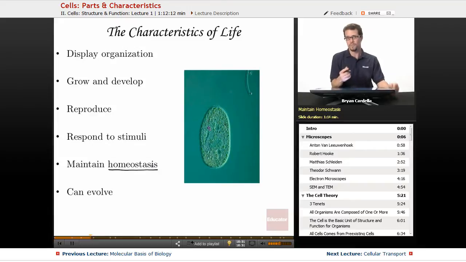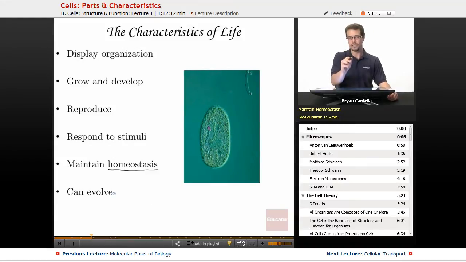Opposite with shivering. Your body temperature is a little too cold, so your brain makes your muscles contract and relax really quickly to generate heat energy. So those are both simple examples of how your body maintains a balance internally with respect to what's happening outside of it.